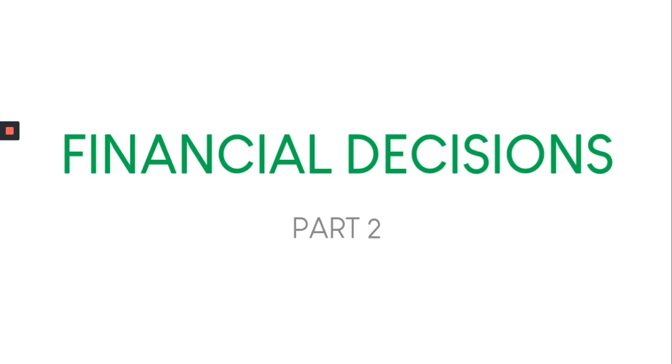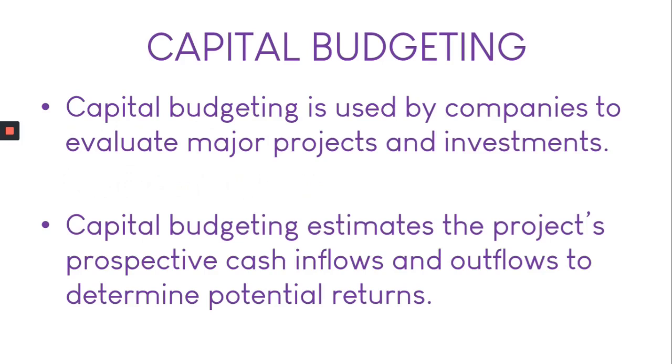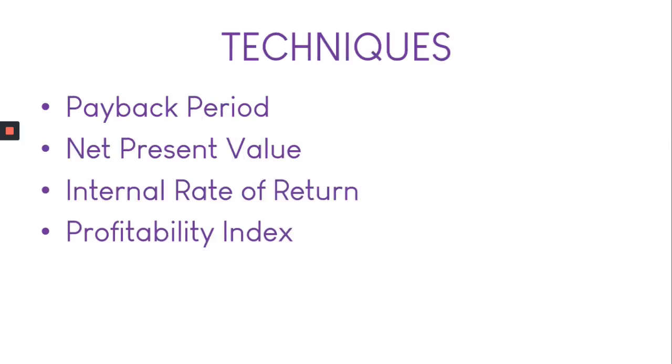Today we're going to expound on the investing decisions, which are divided into the capital budgeting decisions and the working capital decisions. First, let's start with capital budgeting. Capital budgeting is used to evaluate major projects and investments, to estimate the project's prospective cash inflows and outflows to determine the potential returns. Capital budgeting assesses whether or not a project, a business venture, or a purchase of heavy machinery will be worth its price.